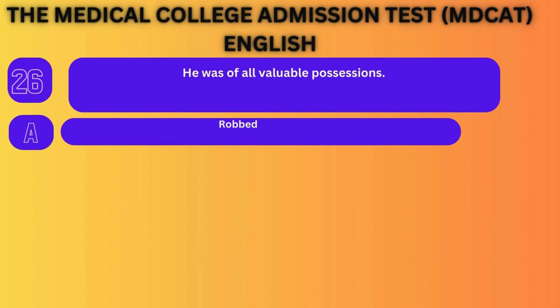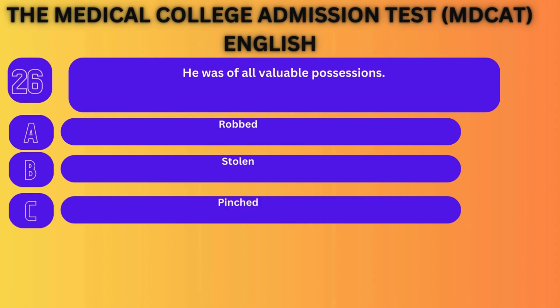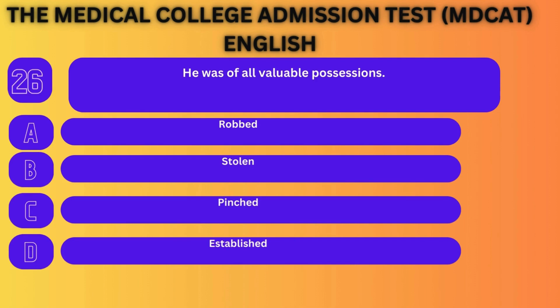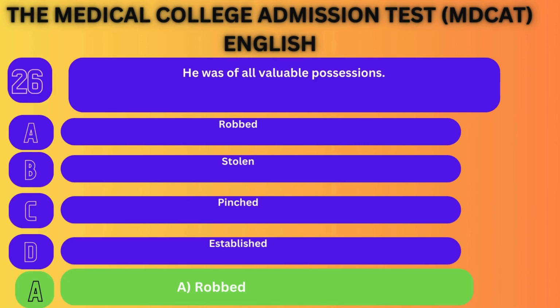Question number 26. He was of all valuable possessions. Option A. Robbed. Option B. Stolen. Option C. Pinched. Option D. Established. Correct answer is A.